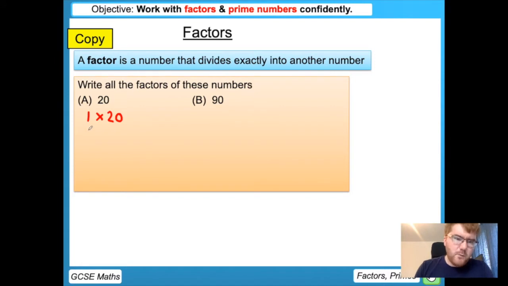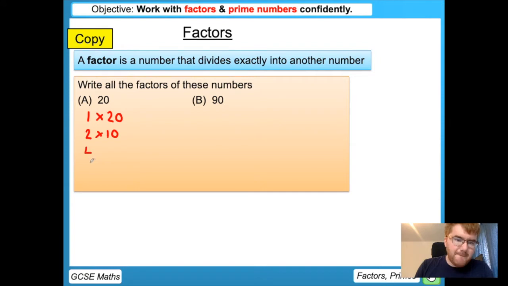So we started with 1. Let's go to our next number, 2. Now, can we multiply 2 to get to 20? Yes, we can. We can then do 10. Then we think about 3. Does 3 go into 20? No, it doesn't, because 2 plus 0 is 2. 3 doesn't go into 2.